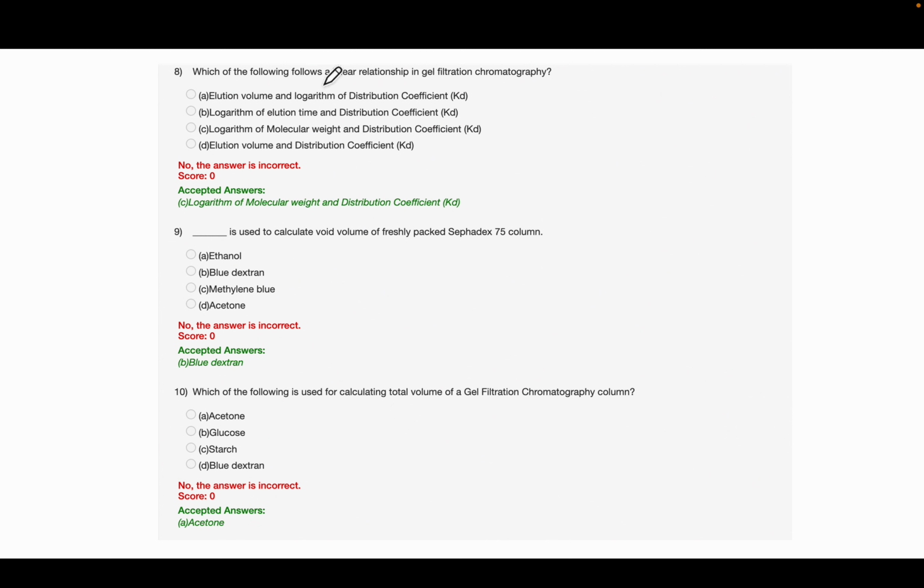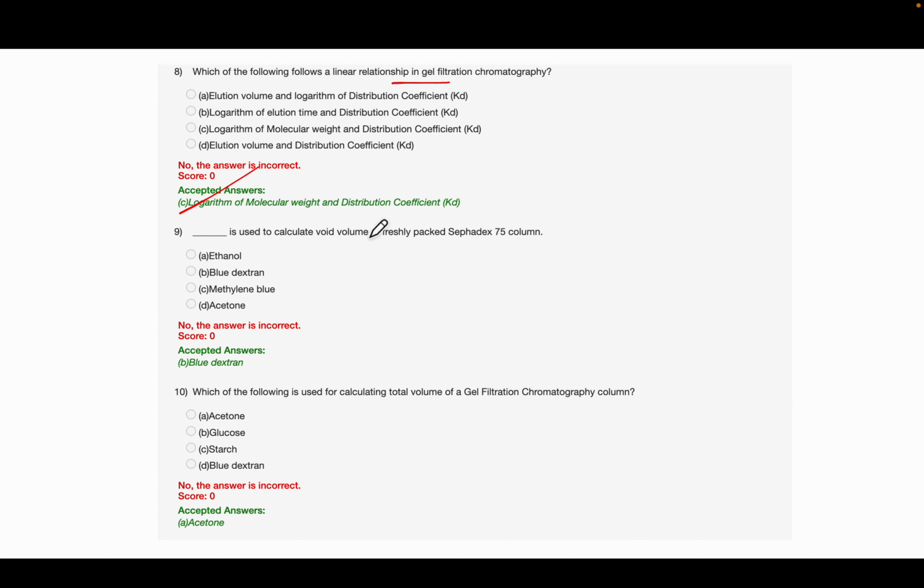Which of the following follows a linear relationship in gel filtration chromatography? Options are elution volume and logarithm of distribution coefficient, logarithm of elution time and distribution coefficient, logarithm of molecular weight and distribution coefficient, elution volume and distribution coefficient. So in gel filtration chromatography, the linear relationship we have read about is that between the logarithm of molecular weight of the protein and the distribution coefficient.